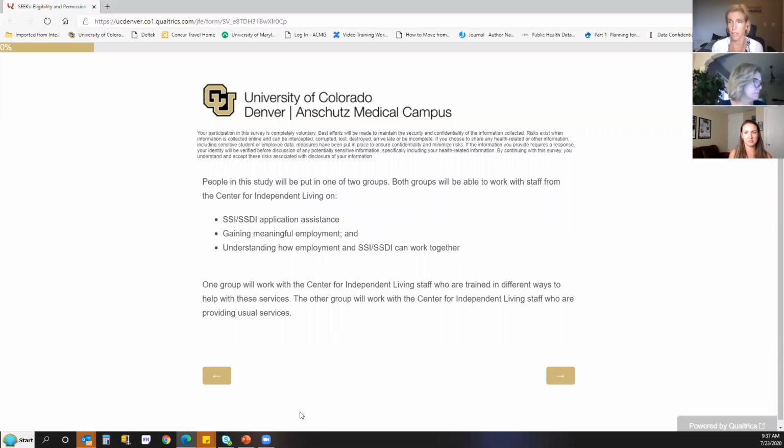Regardless, staff will help you with the SSI, SSDI application assistance, gaining meaningful employment if that's of interest to you, and understanding how employment and SSI, SSDI work together. So staff will still help you with those things if they're of interest to you, but we're trying this new approach versus the way that we normally do things.